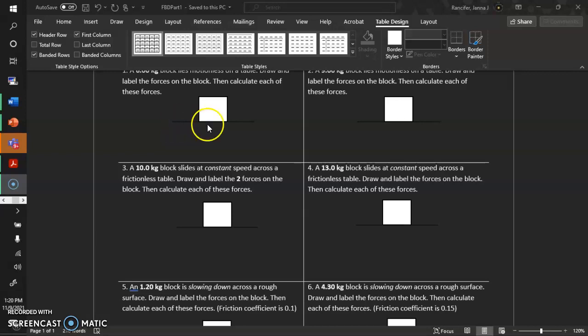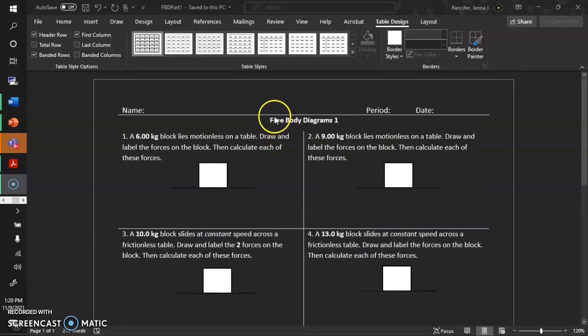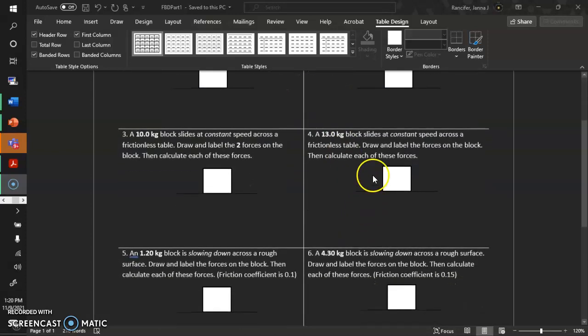Alright, if you're watching this video, you were absent for class this day, so we will do free body diagrams. I will show you how to do question number 4. The rest you will do on your own, and you can submit it to the hub when finished.